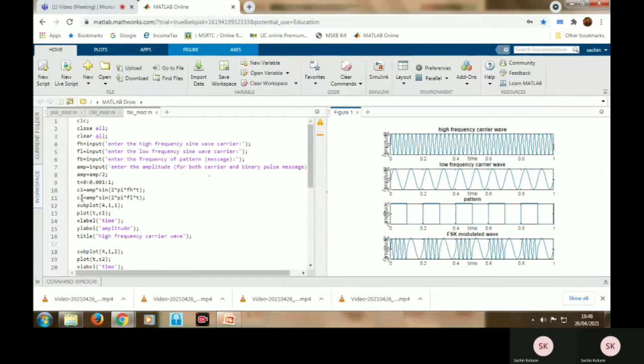Similarly, C2 is for the low carrier frequency signal. So the equation will be, instead of fh, now there will be fl. So amplitude into sine 2 pi fl t.